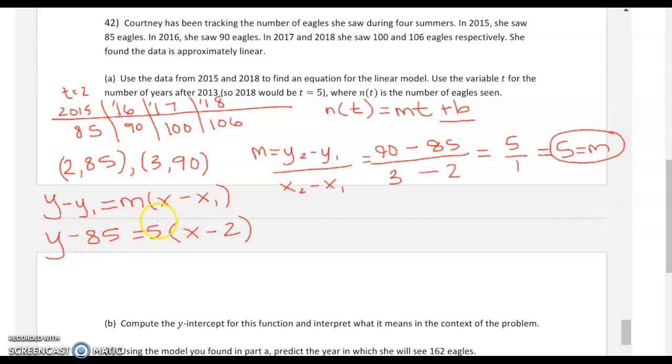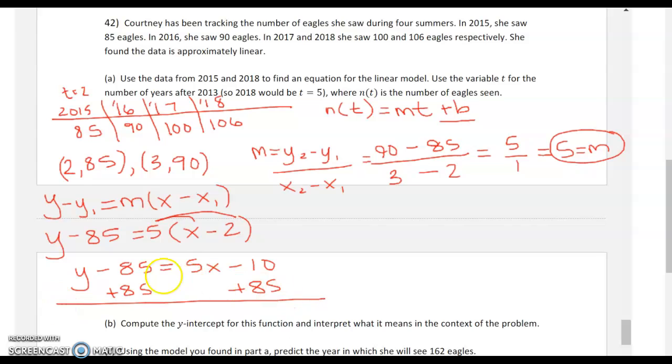Now we want to solve for y, so distribute, we get y minus 85 equals 5x minus 10. And I'll address that in a minute. Okay, add the 85 to both sides. So we get y equals 5x plus 75.